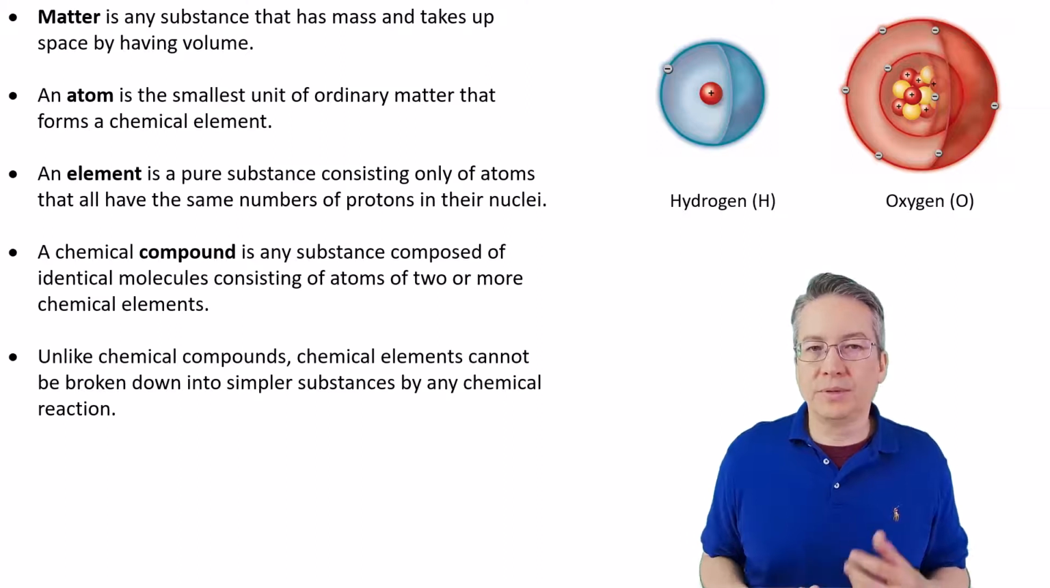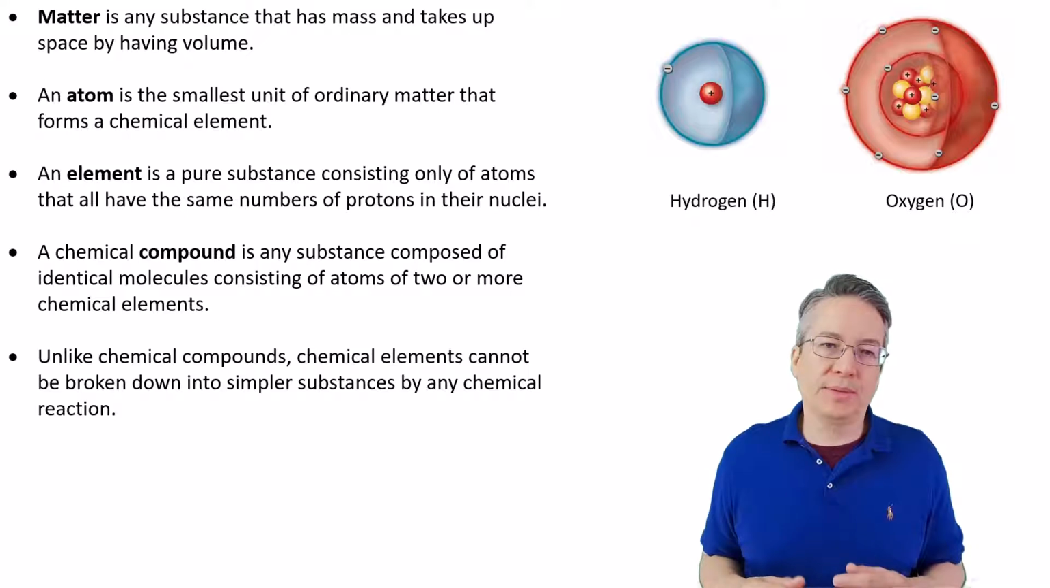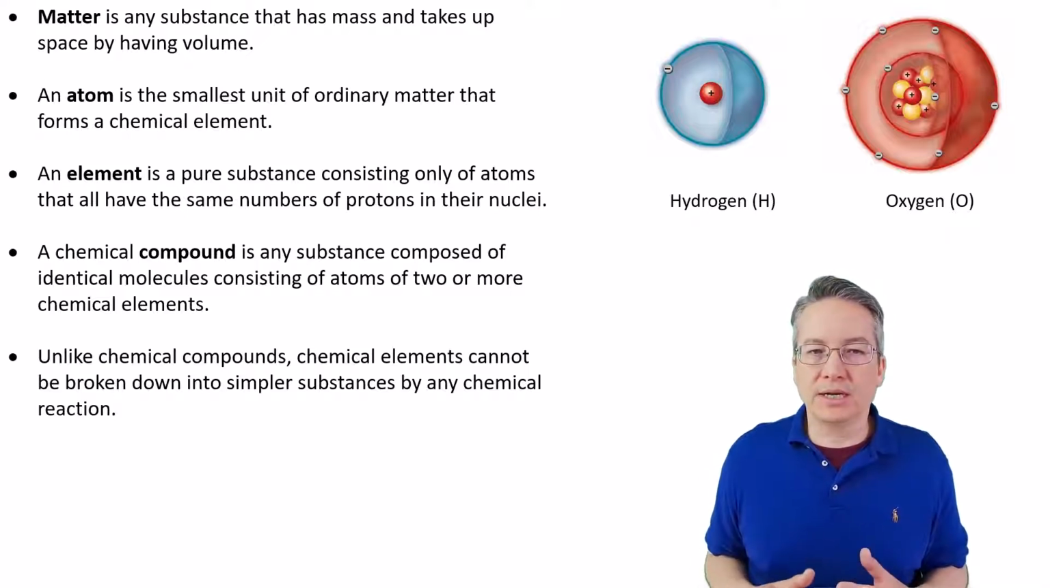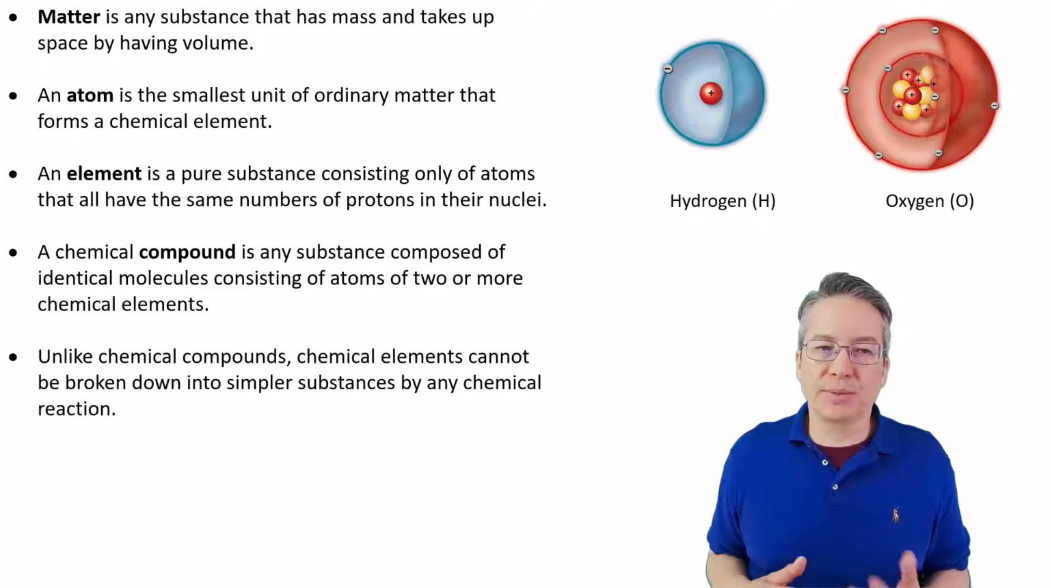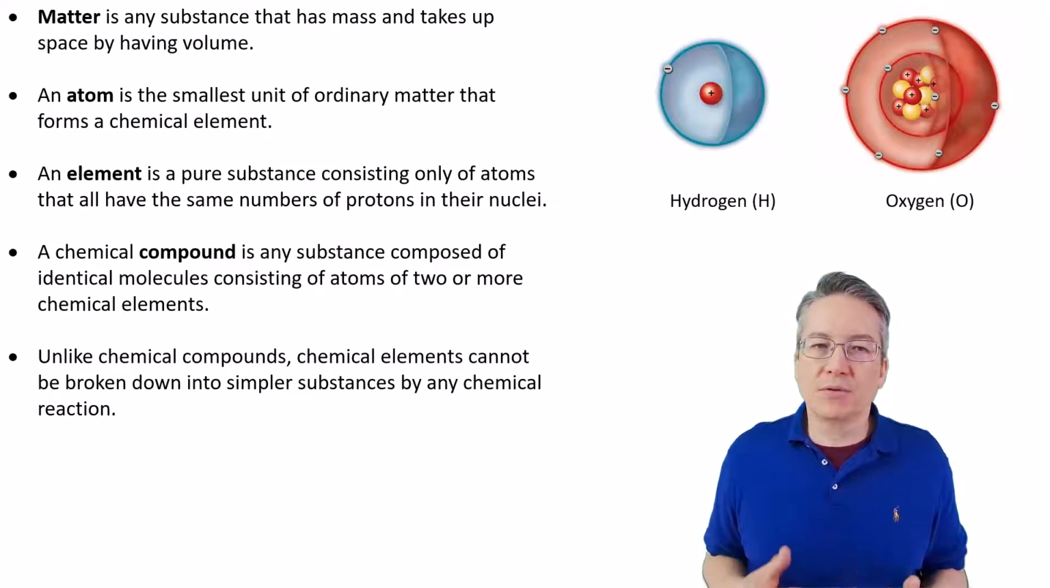In this video, we'll be discussing what the human body is made out of. The human body is made out of matter. Matter is any substance that has mass and takes up space by having volume. Furthermore, an atom is the smallest unit of ordinary matter that forms a chemical element.